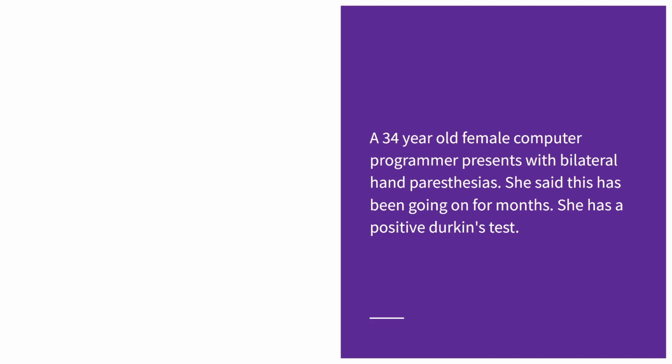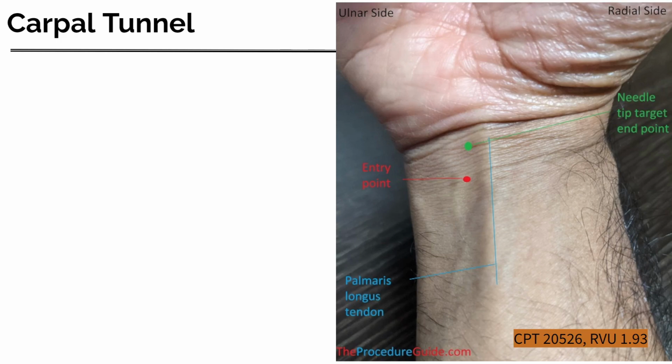A 34-year-old female computer programmer presents with bilateral hand paresthesias. She said that this has been going on for months, and she has a positive Durkan's test. So we are, of course, talking about carpal tunnel.